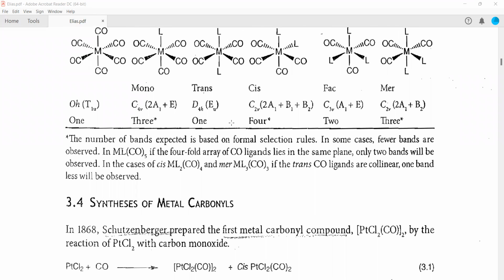So the number of bands expected is the formal selection rule, but in some cases where there is a star, as I also mentioned, few bands are observed. So in ML(CO)5, this one we're talking about, if the four carbonyl ligands lie in the same plane, only two bands will be observed. In the case of cis, and mer, if the trans carbonyls are collinear, one band less will be observed.